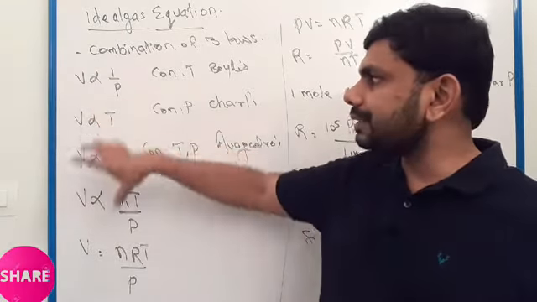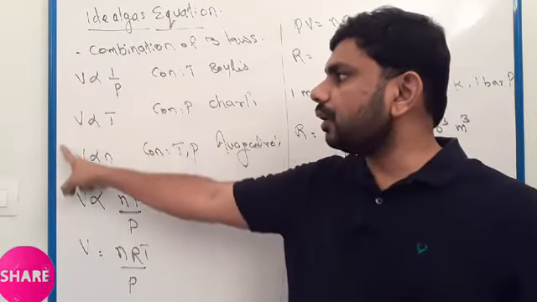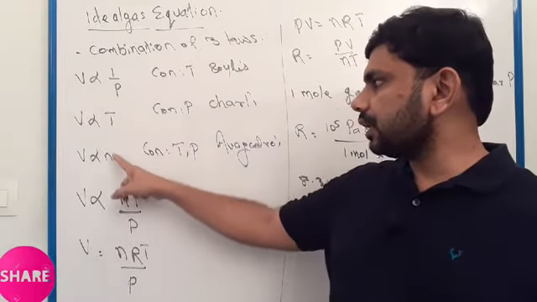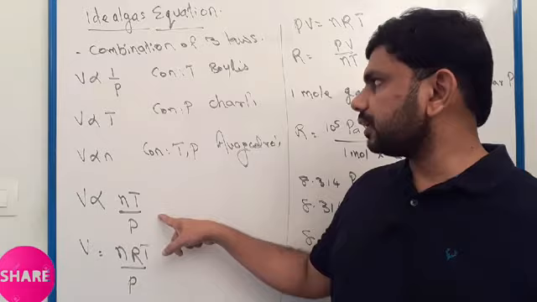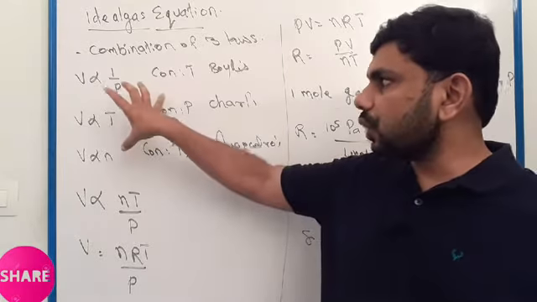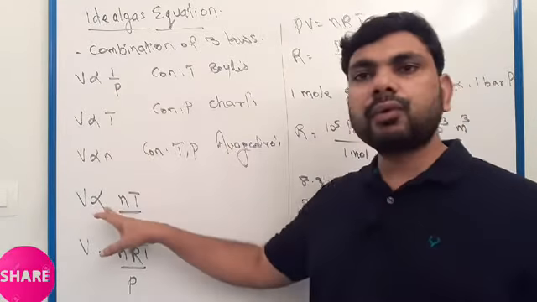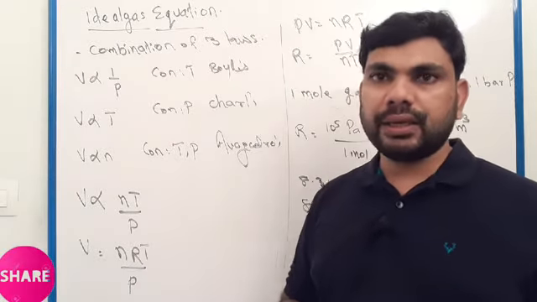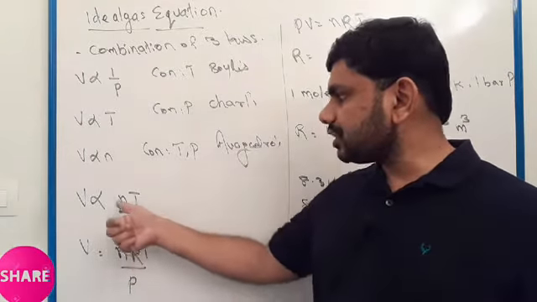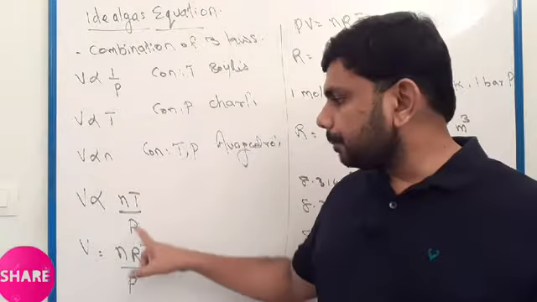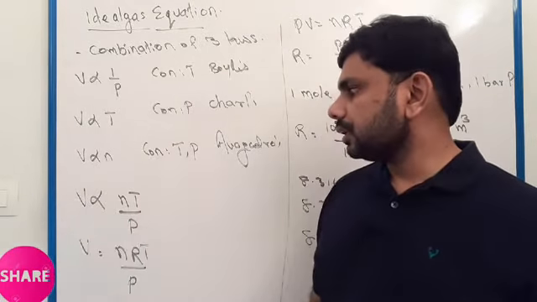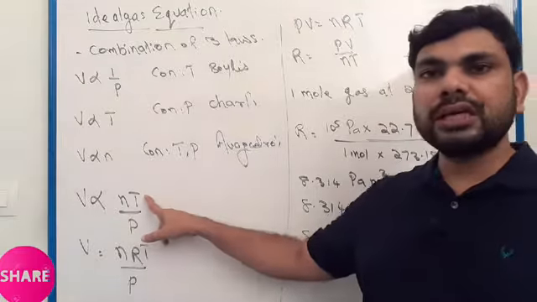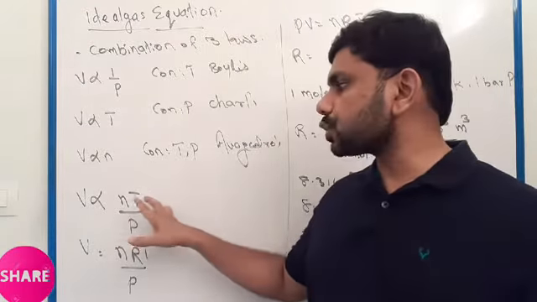When you combine these, look here, the left-hand side is all V. So V is directly proportional to nT divided by P. Bring P over here, so you can say PV is directly proportional to nT. PV is directly proportional to nT.